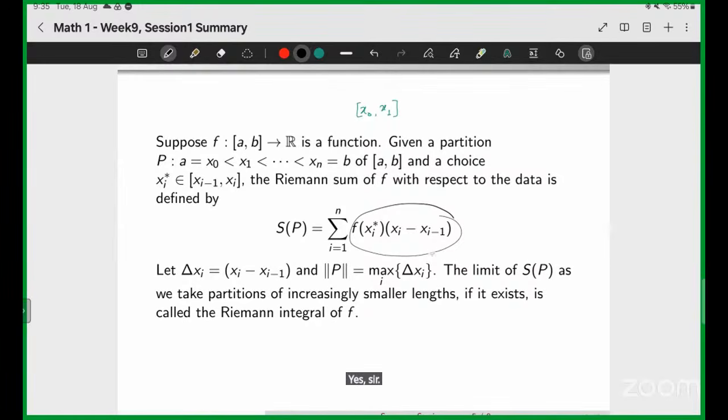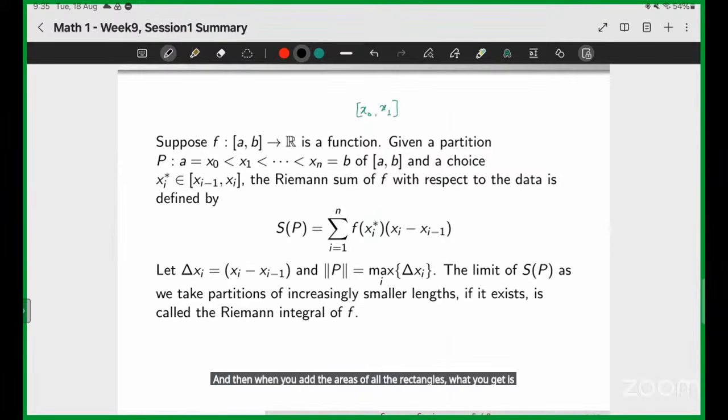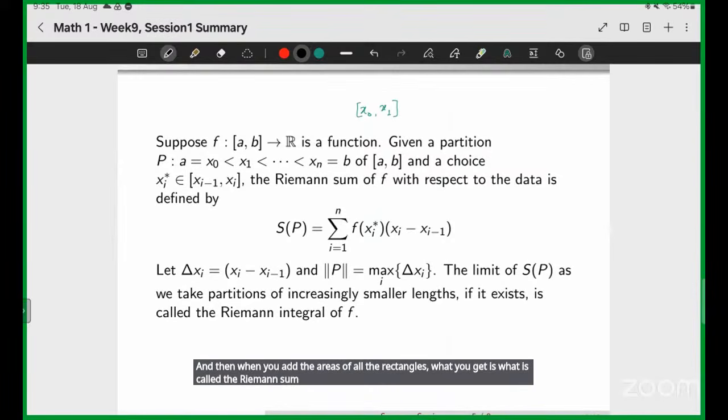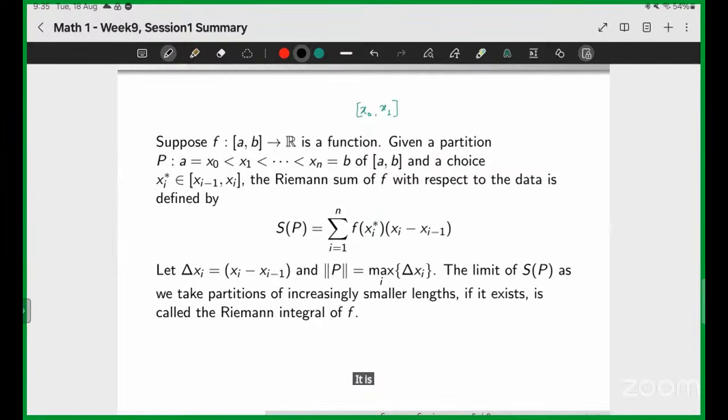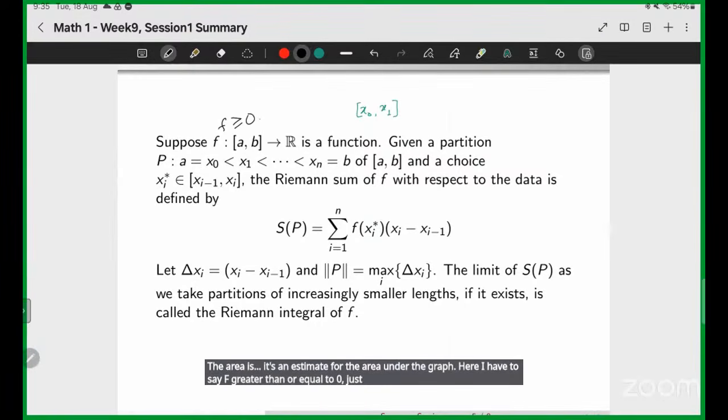Yes, sir. And then when you add the areas of all the rectangles, what you get is what is called the Riemann sum, but geometrically it is the area. It's an estimate for the area under the graph. Here I have to say f greater than or equal to 0, just for consistency. It is not actually required that f is a positive function. If it is a negative function also, it's fine.